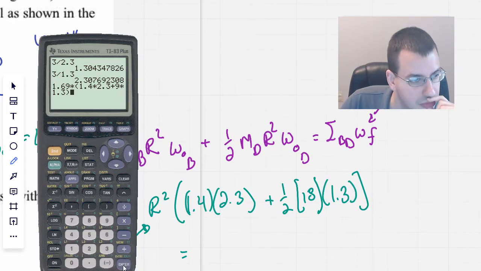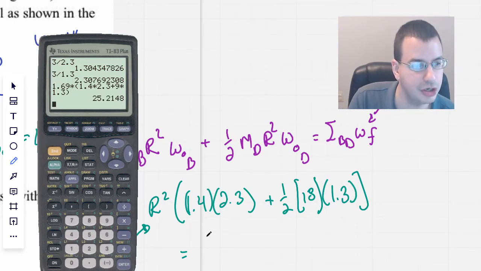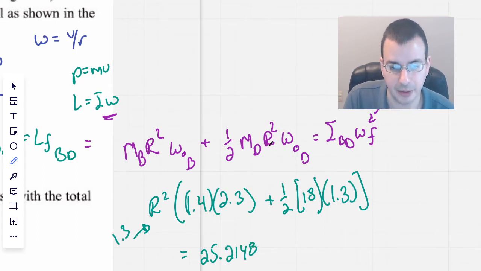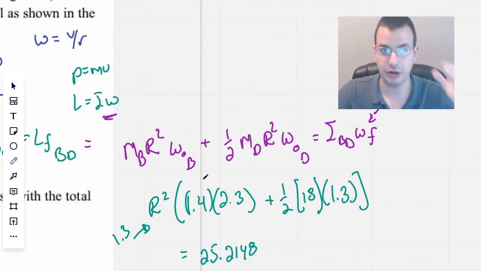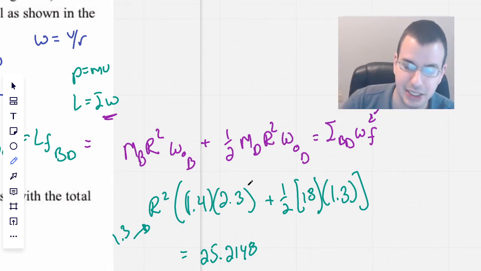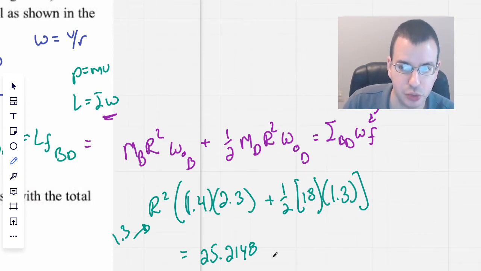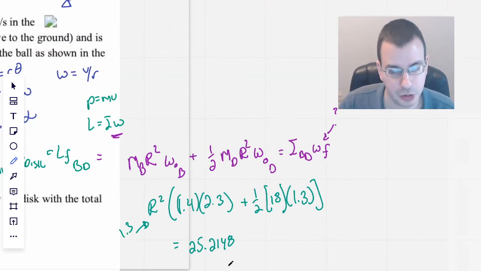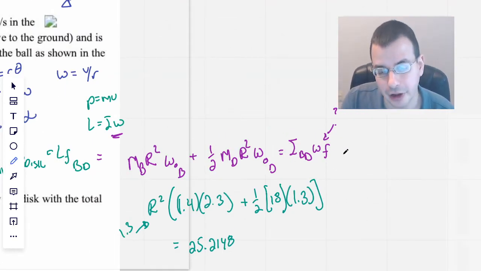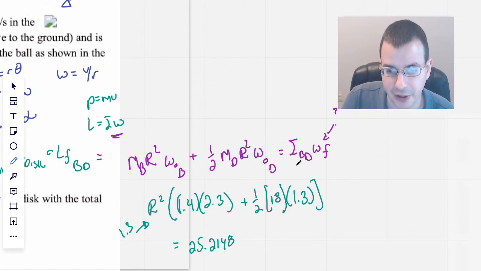Now we get 25.2148. And these velocities aren't squared. They are not squared because they are momentum, not energy. Energy is 1/2 mv squared. Momentum is mass times velocity. And we're doing conservation of momentum. Okay, so now we want to find this.